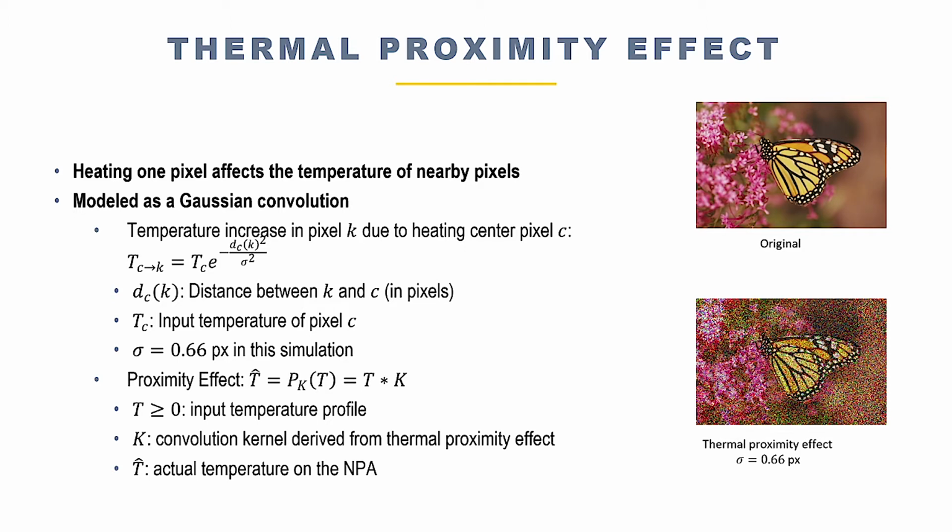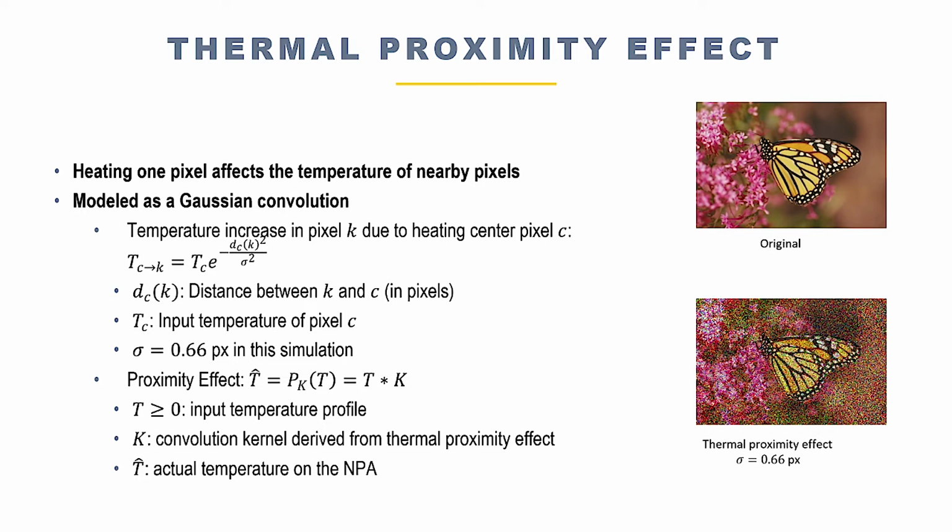This proximity effect is modeled as a Gaussian convolution. The severity is represented by sigma. Larger sigma indicates more severe proximity effect. In our design, sigma equals 0.66 pixel. The effect negatively impacts the phase modulation accuracy, degrading the quality of the formed imagery.